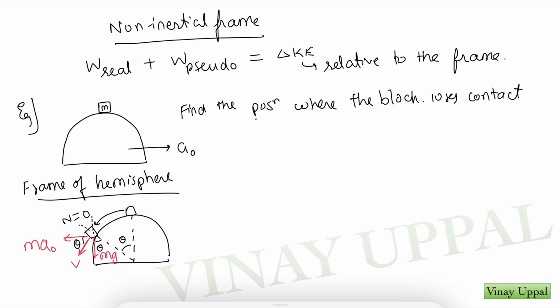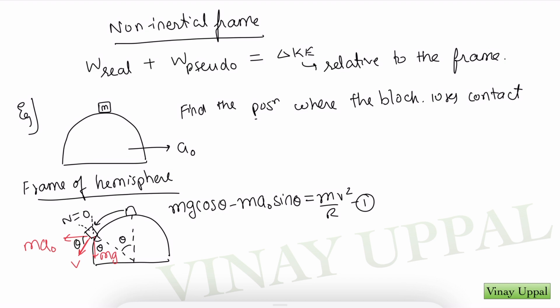Towards the center, can I say the force of gravity is mg cos theta, and the component of the ma naught pseudo force would be away from the center, so ma naught minus ma naught sin theta should be equal to mv squared by r. So this is just the force equation towards the center. And how will I get speed v? I can just write the work energy theorem.